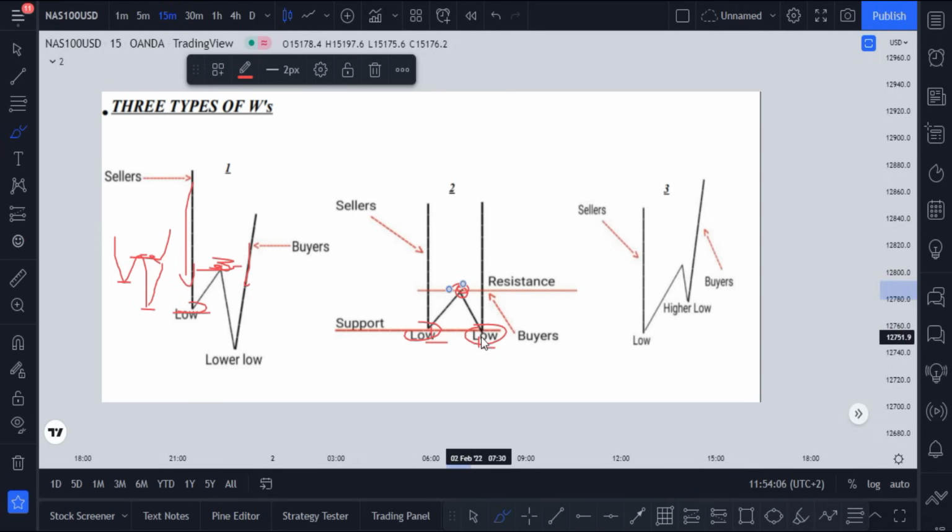Which is the third phase. If we're looking at the phases that we just shared with you when it comes to the formation of the W formation, that will push us to the fourth phase, and the fourth phase is when we're looking for a breakout of the W formation or out of the resistance level.